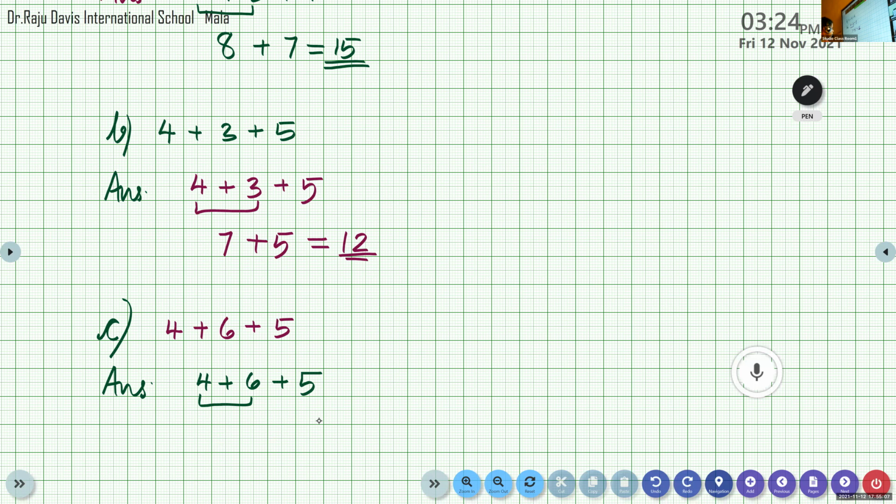Now 10 plus 5. Adya, what is 10 plus 5? 10 in the mind, 5 on the fingers. So after 10, 11, 12, 13, 14, 15. Very good. The answer is 15. So 10 plus 5 is equal to 15.